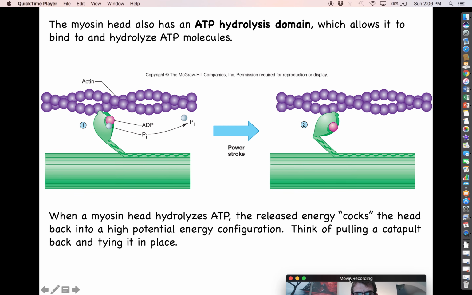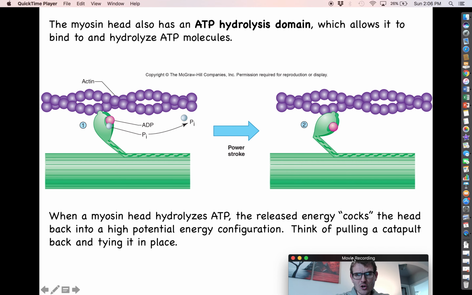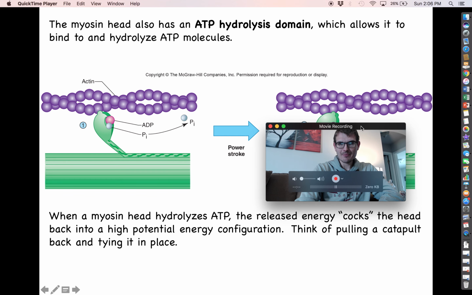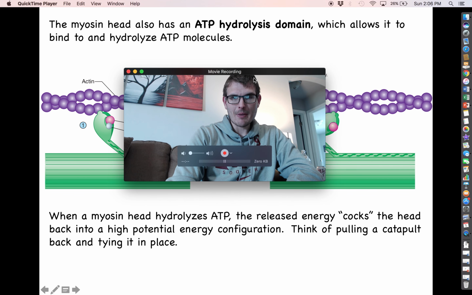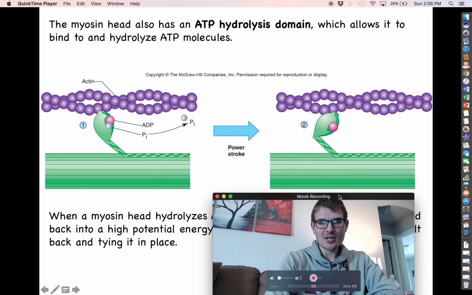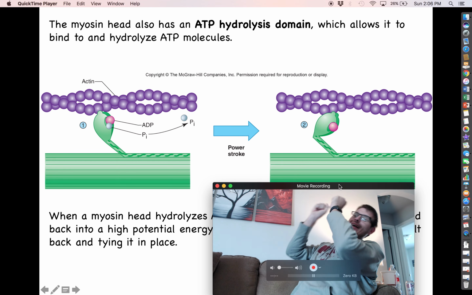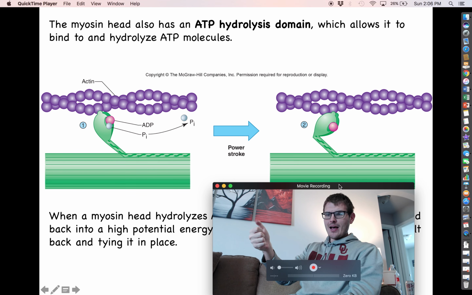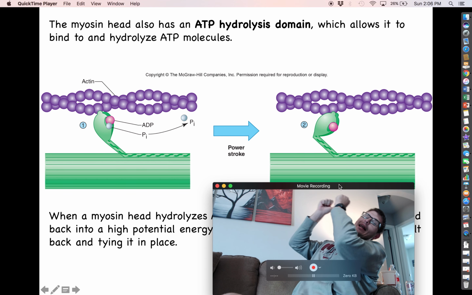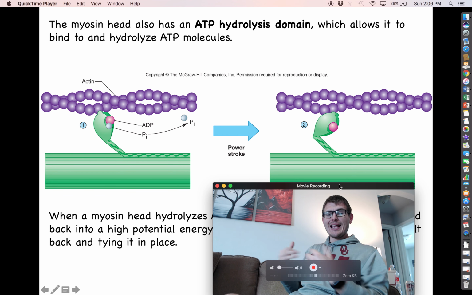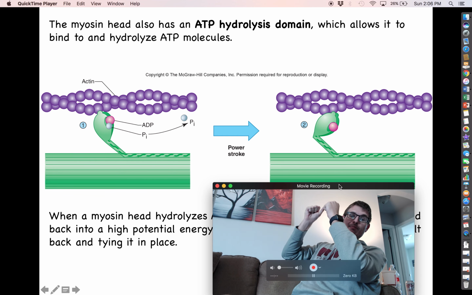So, the actual process of shortening the sarcomeres is called a power stroke. The way it works is that ATP hydrolysis is actually, let me make this a little bit bigger so you can see this visual demonstration I'm going to put on. The myosin head kind of cocks itself back. It's kind of like a hammer on a firearm, like a pistol, right? So it leans back like this with that ATP energy. It cocks itself back into a high potential energy configuration.